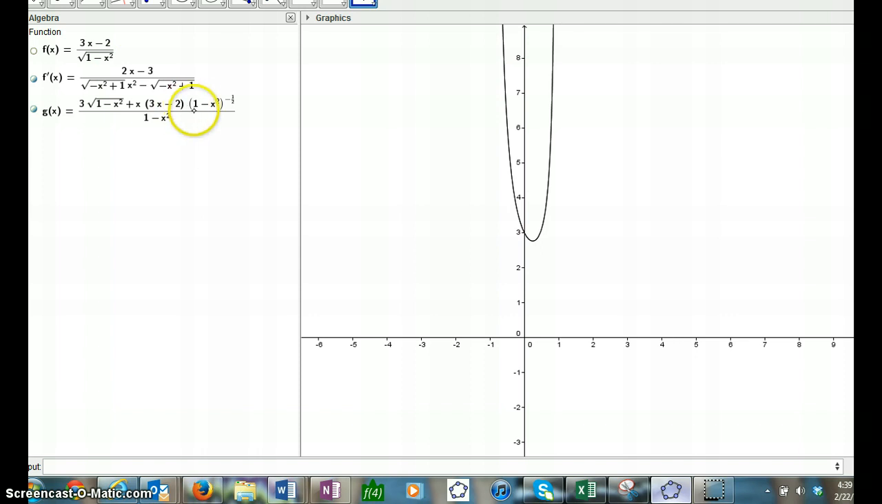And it is some pretty complicated algebra to get from the answer you might have to the answer in the back of the book. So don't worry about that so much right now.